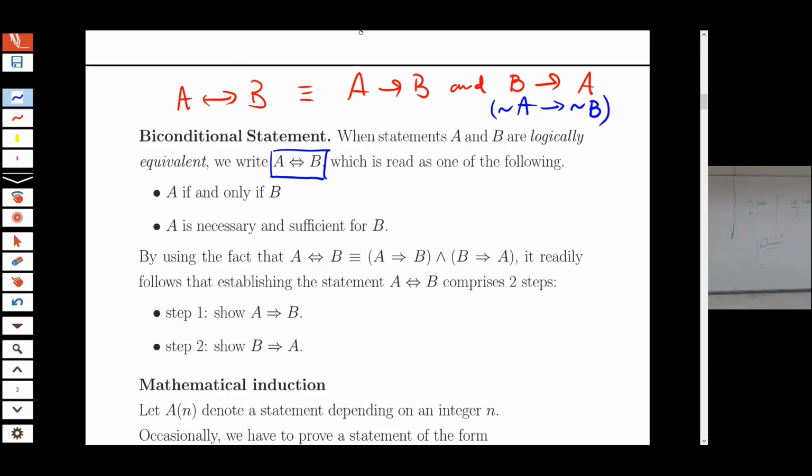So to prove this, you have to prove two parts. You have to prove A implies B, and you have to prove B implies A, or not A implies not B. If you can prove the two statements, then we conclude that A is equivalent to B, or A if and only if B.